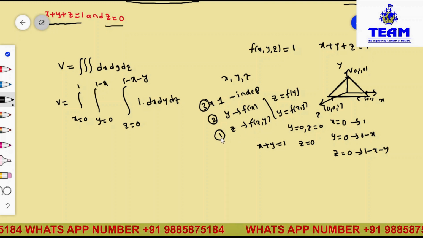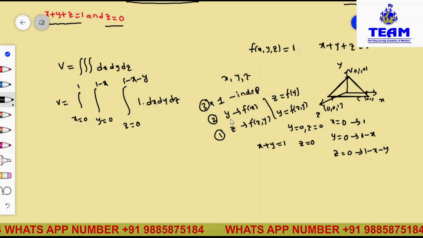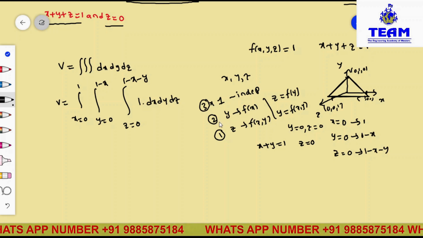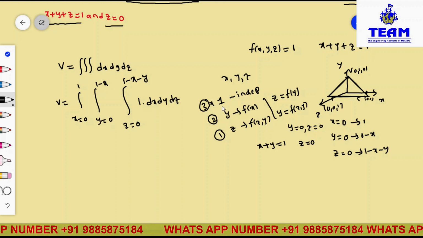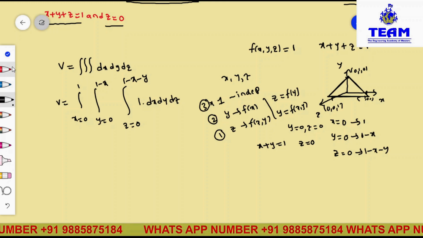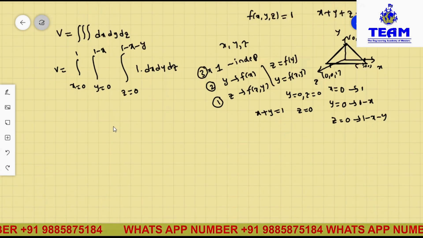Since it is dependent on two variables, first you have to integrate with respect to z. Later, y is dependent on one independent variable, so you have to integrate with respect to y later, and the third one with respect to x. Is it clear? Now I am solving this problem.